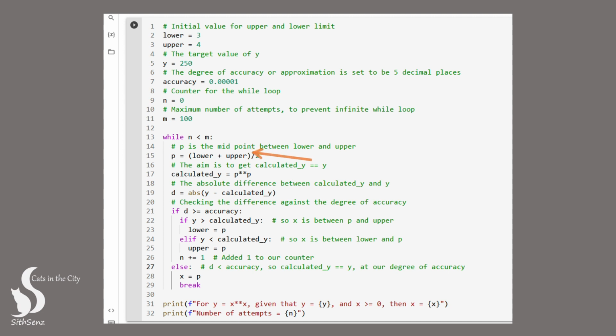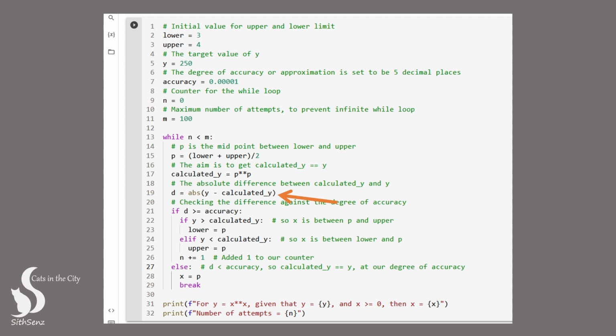Whenever our while loop starts running, a new midpoint p will be calculated based on the lower and upper limits. When the new midpoint p is raised to the power of p, we'll get a calculated y. Our aim is to find a value for calculated y that's equal to 250, which is the y in our question. This is where we'll use our degree of accuracy.